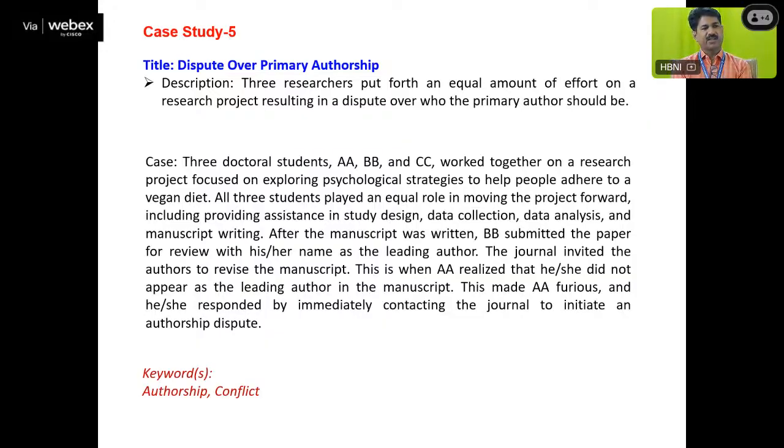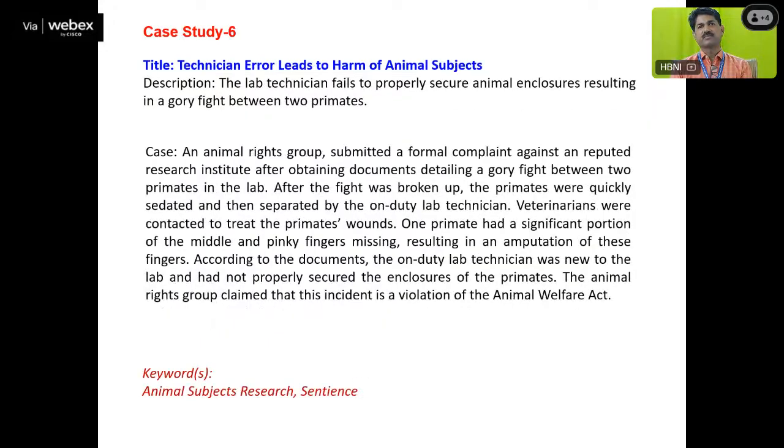So this is about case study 5. So we'll go to the next case study. So this particular case study title is Technician Error Leads to Harm of Animal Subjects.